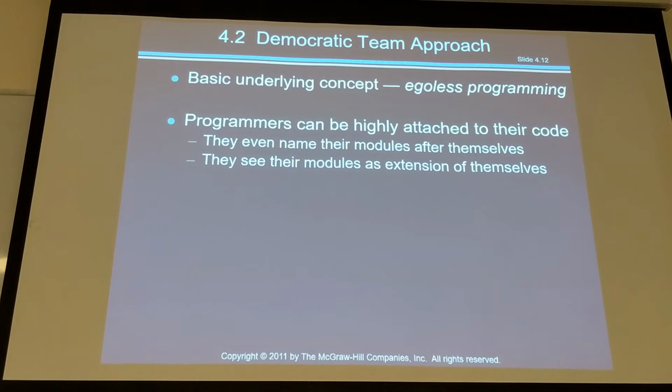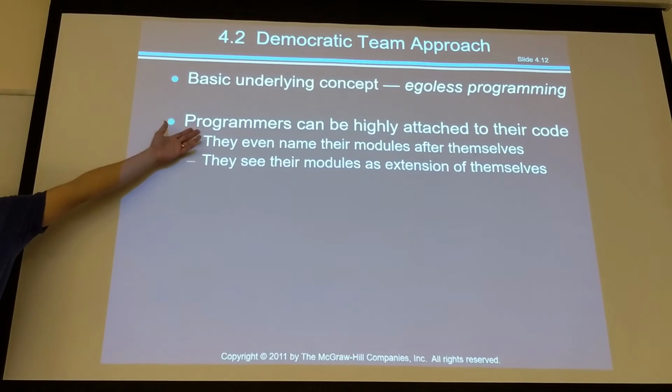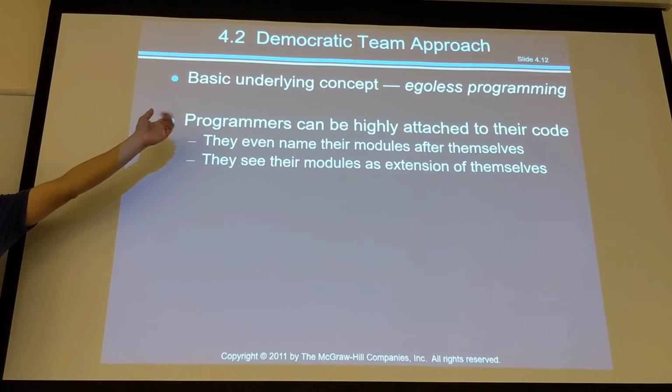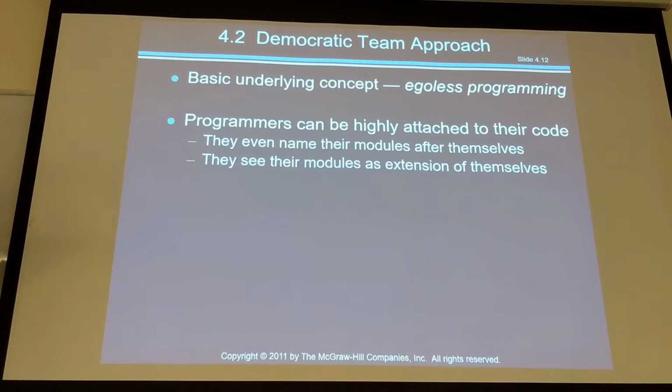So the democratic team is basically so-called egoless programming. Essentially, everybody is equal, so people are not attached to their code, and you contribute equally to the programming team. What's wrong with that assumption? Even when we just started talking about the concept of a democratic team, you already know something is wrong with this approach. What's wrong? Not everyone has a say.